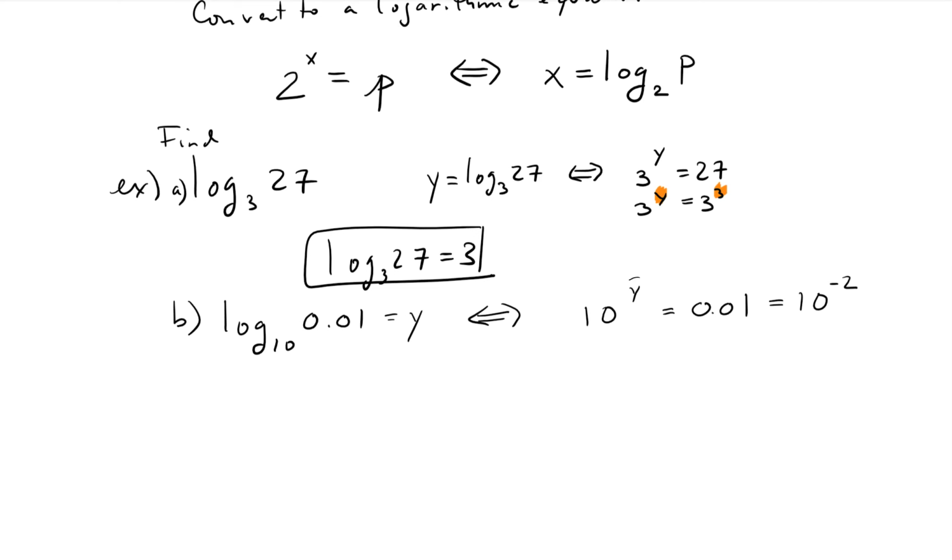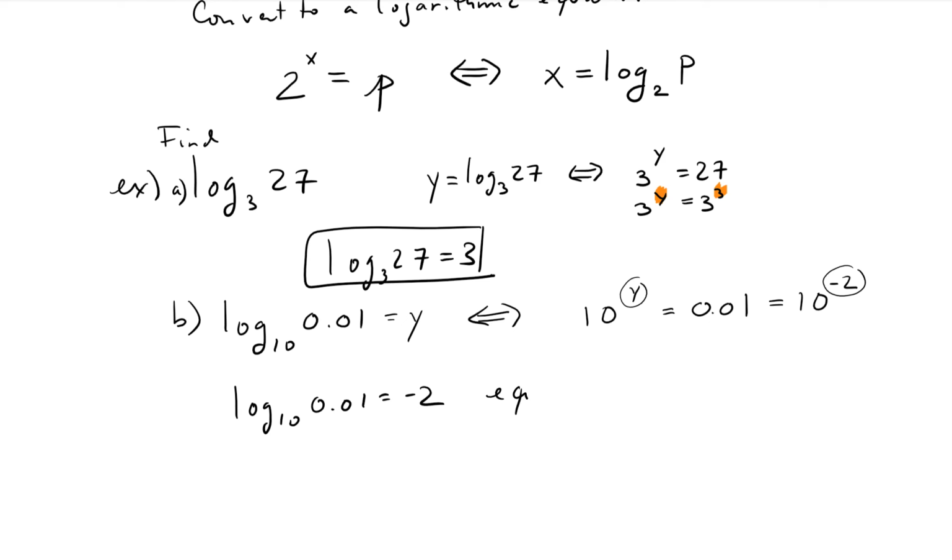Oh, and then equating the exponents because they have the same base on each side means that y is minus 2. So that means log in base 10 of 0.01 is minus 2. So it shows you a log can actually be a negative number. That's possible.